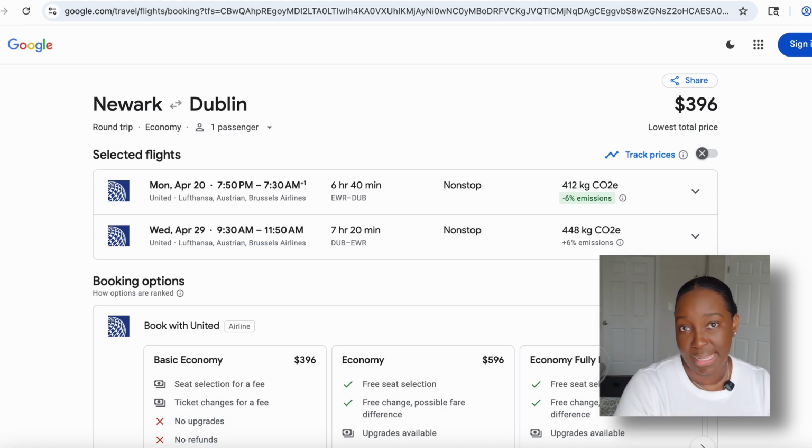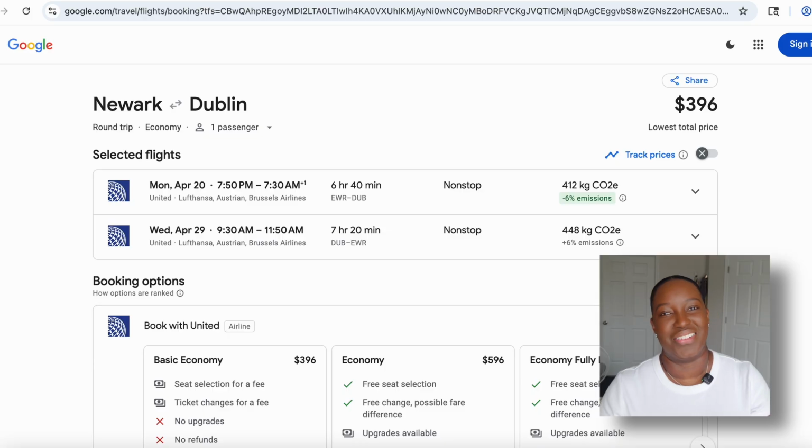They're just trying to get you from point A to point B. And there's nothing wrong with that, but I find that people usually want a little bit more than the basic economy, especially if they're going further distances. So just one thing to note.